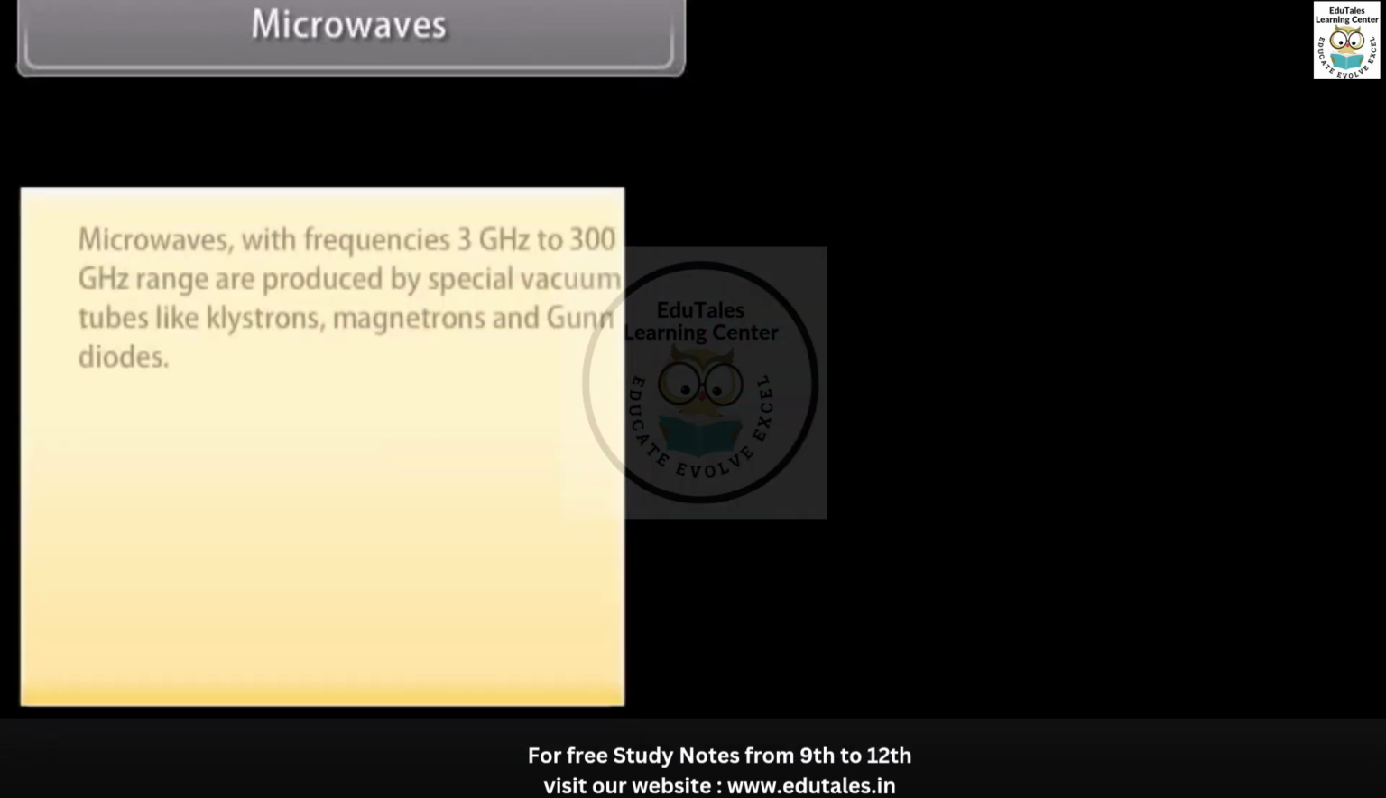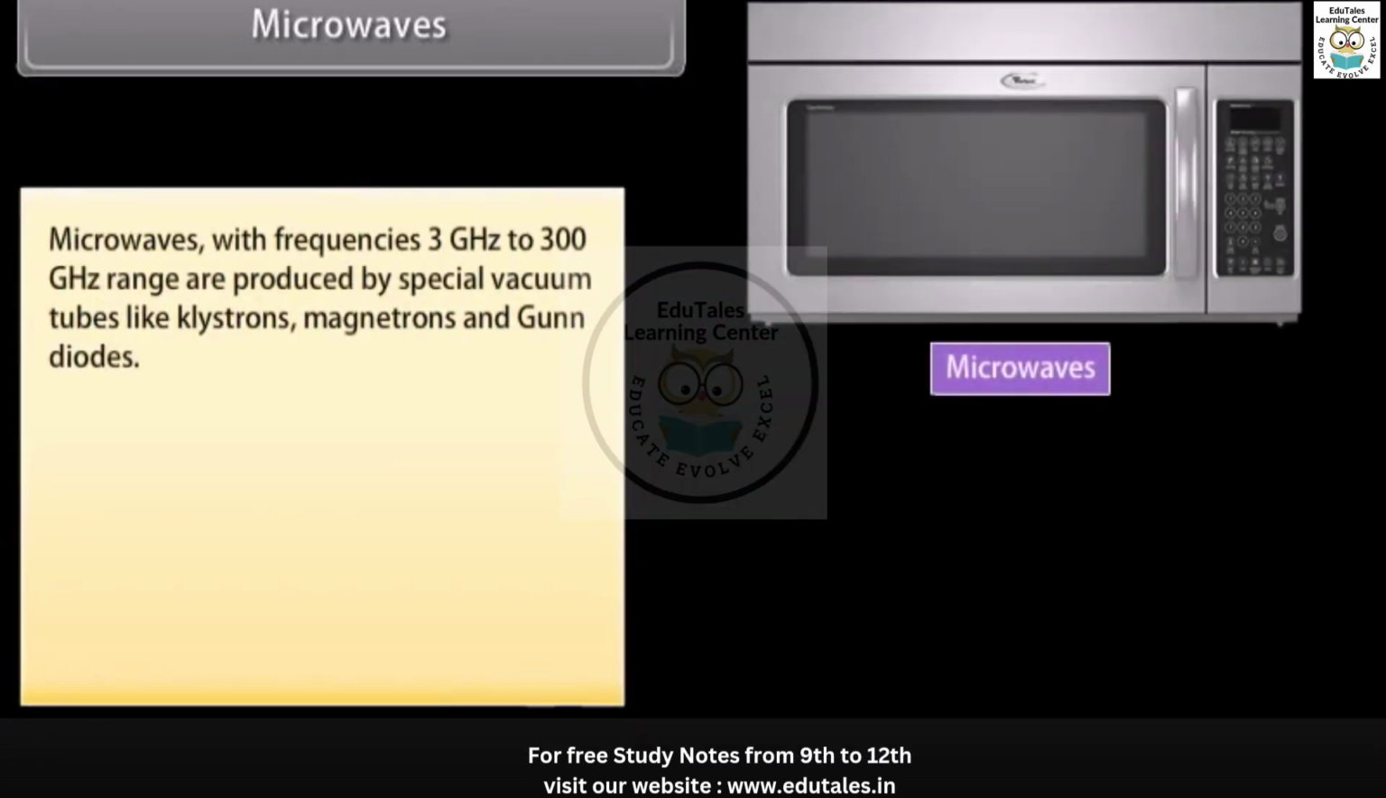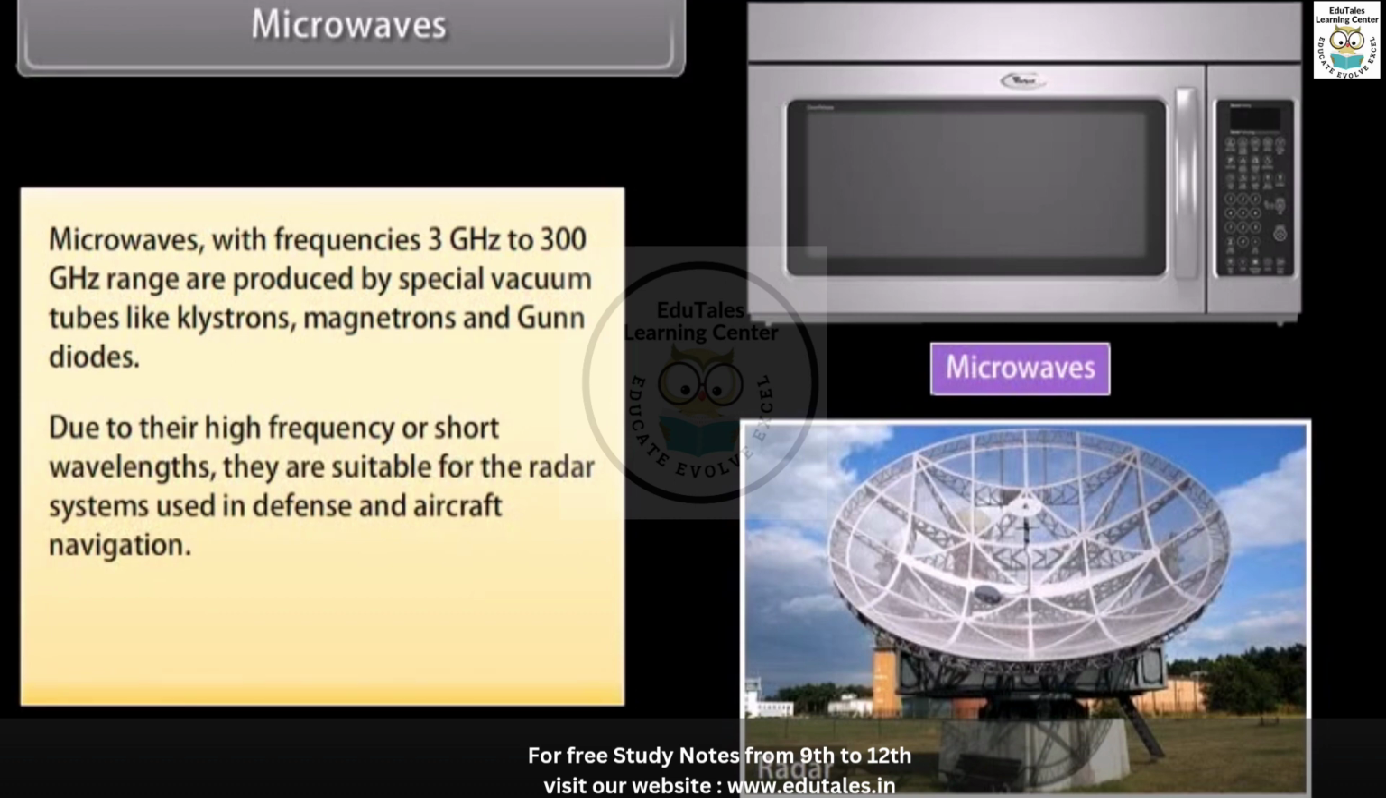Microwaves. Microwaves with frequencies 3 GHz to 300 GHz range are produced by special vacuum tubes like klystrons, magnetrons, and gunn diodes. Due to their high frequency or short wavelengths, they are suitable for the radar systems used in defense and aircraft navigation. Microwave ovens are domestic application of microwaves.